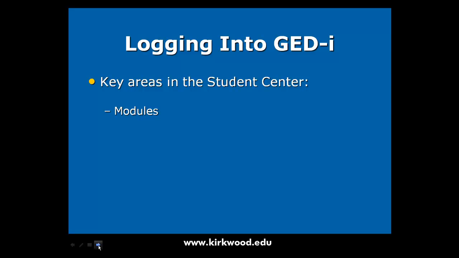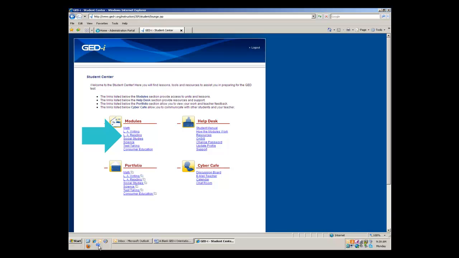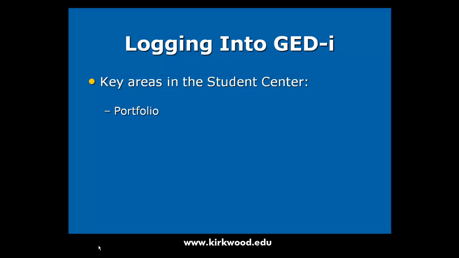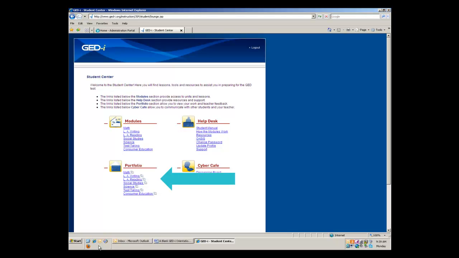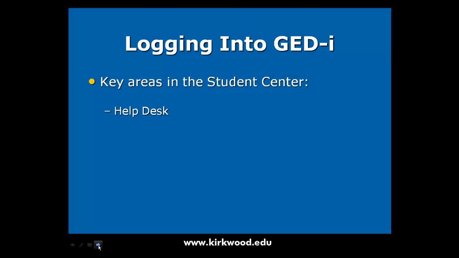The first is the Modules area. The modules are where you will access your review content to help you prepare for the GED. The second is the Portfolio area. When you have work to submit to your facilitator, and after it has been scored, your facilitator will place your work in this area. Check here each time you log in to see what new items have been added or scored. The third area is the Help Desk.